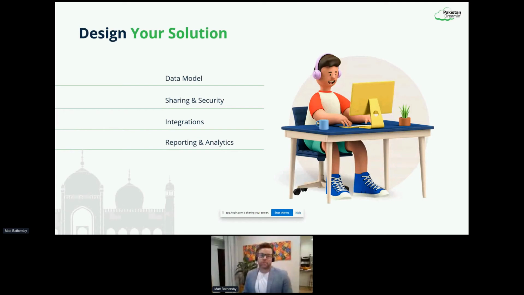So integrations in terms of solution design, again, is fairly critical, and getting it right, getting the patterns and the frameworks in place for something like that right from the start, is fairly important as well.